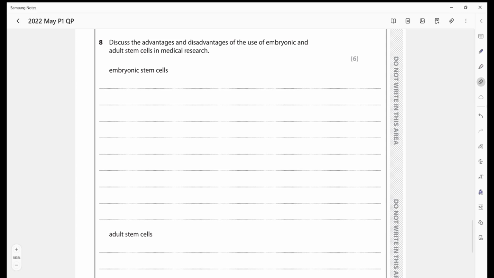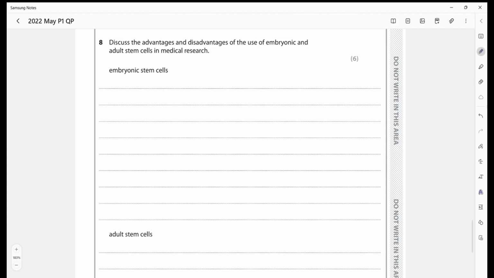Question 8. Discuss the advantages and disadvantages of the use of embryonic and adult stem cell in medical research. So if you recall, stem cells are basically cells that are able to undergo mitosis and they don't differentiate yet, or they haven't specialized into cells yet. So there are two stem cells that we use in medical research, embryonic stem cells.